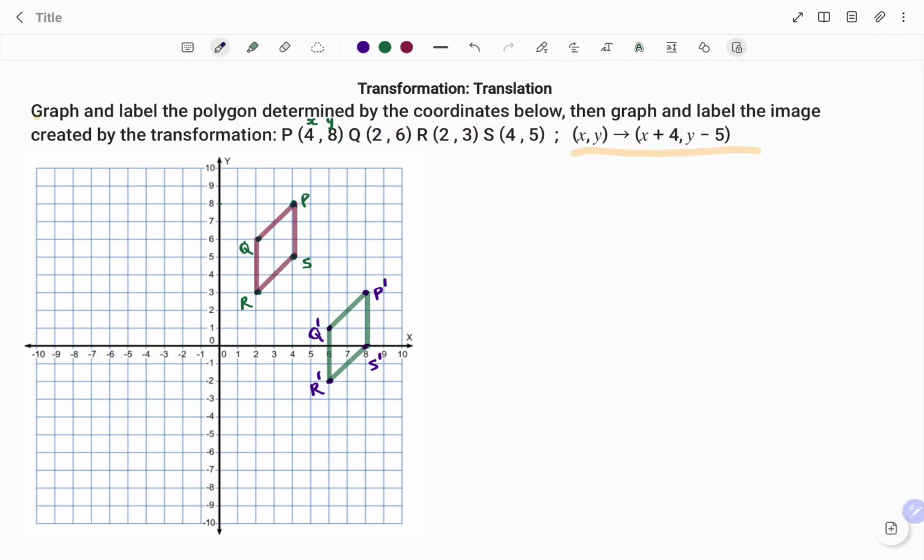Note that you can also do your calculations for each of the points. For example, if I'm going from point P, P has been given as (4, 8). Using the transformation given, P prime will be x plus 4, that's 4 plus 4, 8. And then I have y minus 5, 8 minus 5 is 3. And if you go back to the diagram, you observe that my x value is lying on 8 and my y value is lying on 3.